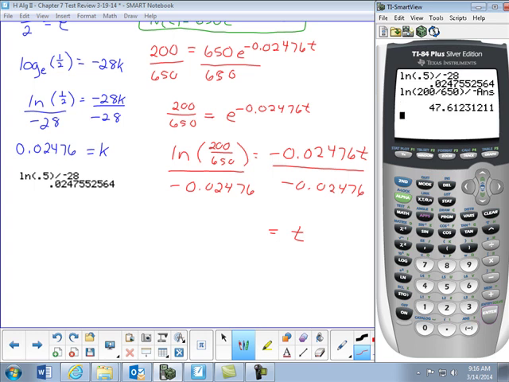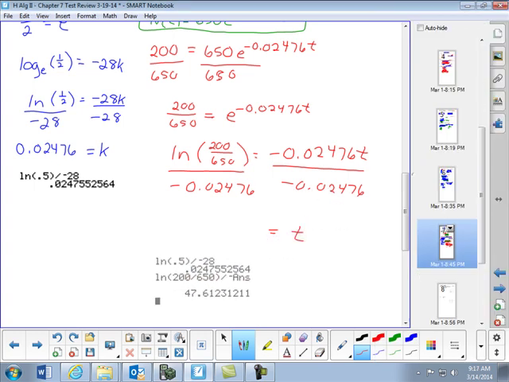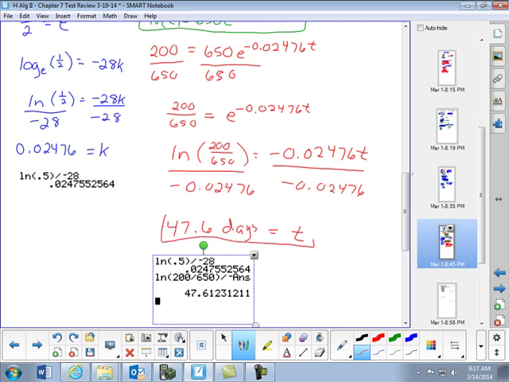And when I hit enter, I get this. So I have 47.6, and the units for this was the time was days. So it will take 47.6 days for this to decay to 200 milligrams. Okay. We're getting there. That was probably a tough problem.